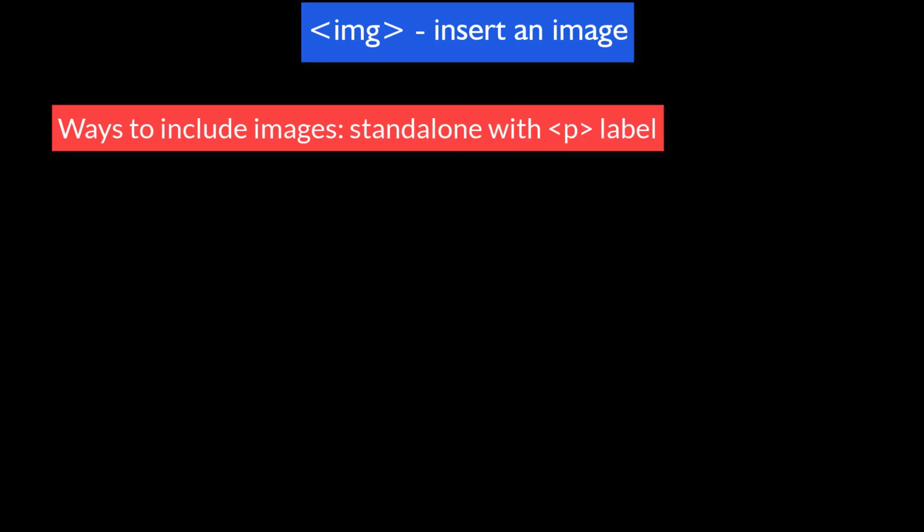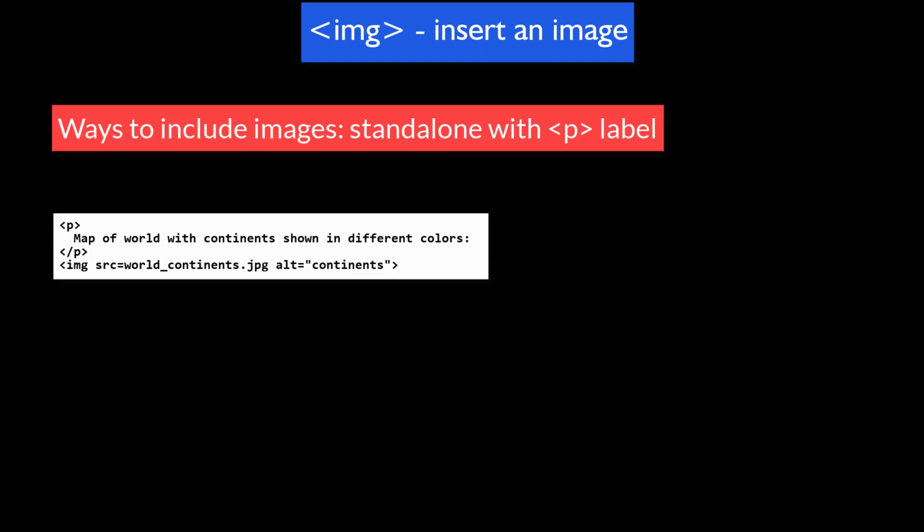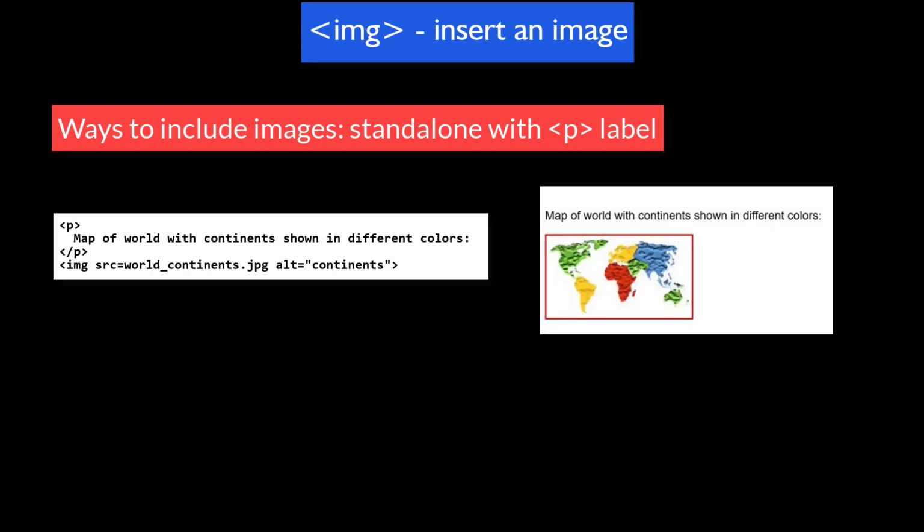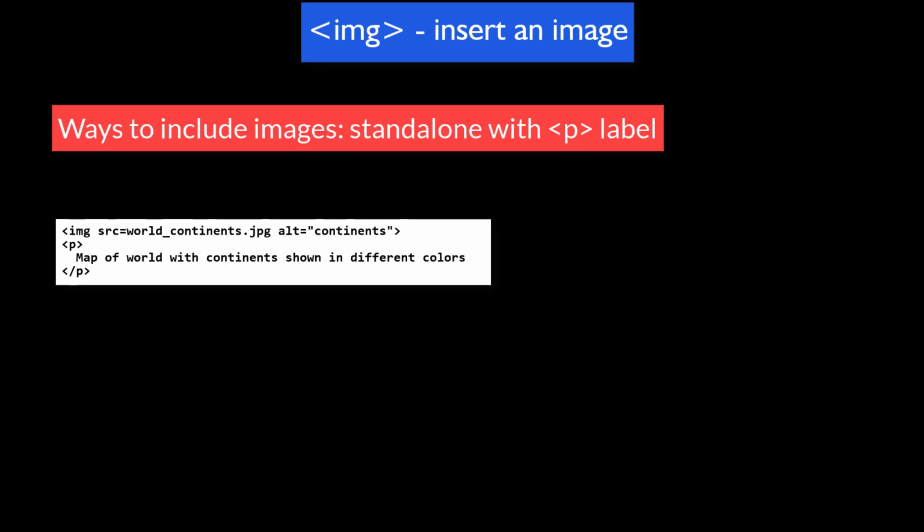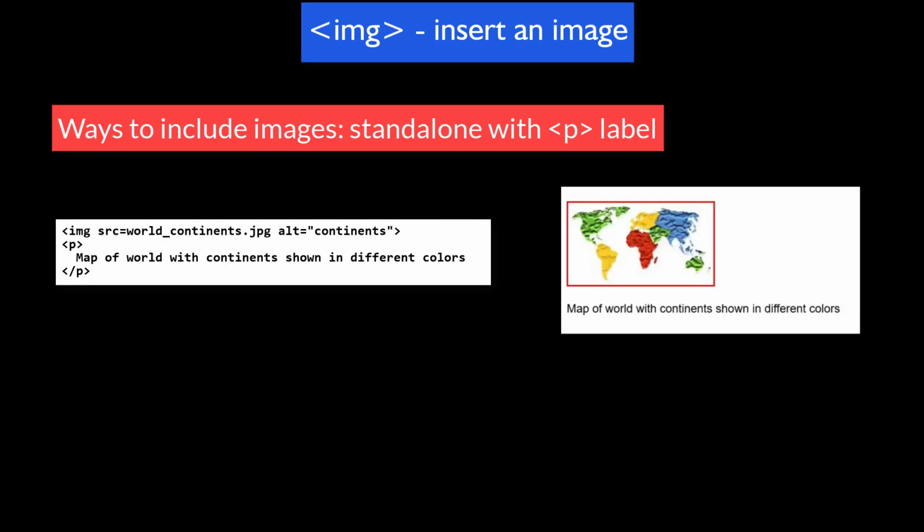Secondly, standalone with a paragraph element for a label, and that can be either at the top or the bottom. So here I have a paragraph, map of the world with continents shown in different colors, and then the image, and the source is world_continents.jpg, alt equals continents, and it displays this way. And if you swap the image and P elements, and then I got rid of the colon, here's the image with the caption below it.